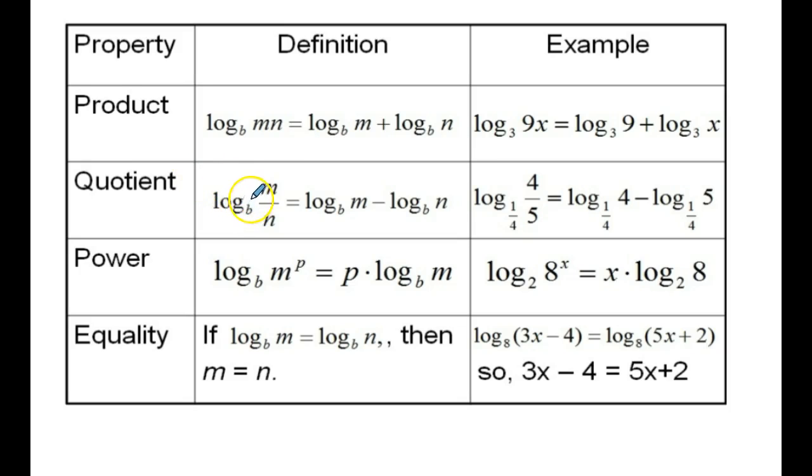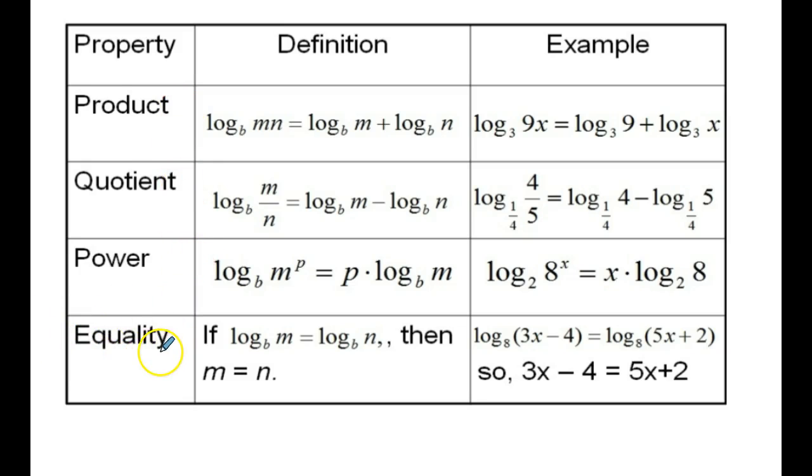Similar idea for the quotient property. If we have a log with our base and we have two factors being divided within the logarithm, then we break this apart into two separate logarithms using the operation of subtraction. So multiplication relates to addition, division relates to subtraction. And then the third most common one we're going to use is the power property, which says if we have a value within our logarithm raised to a power, we can simply bring that power, that exponent, down as a coefficient. Okay, so these are the three main ones: product, quotient, power.